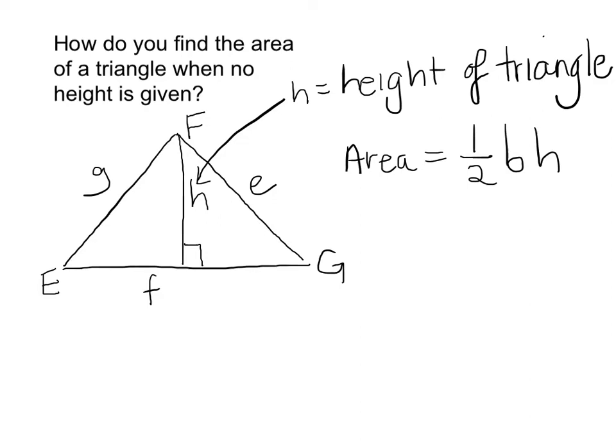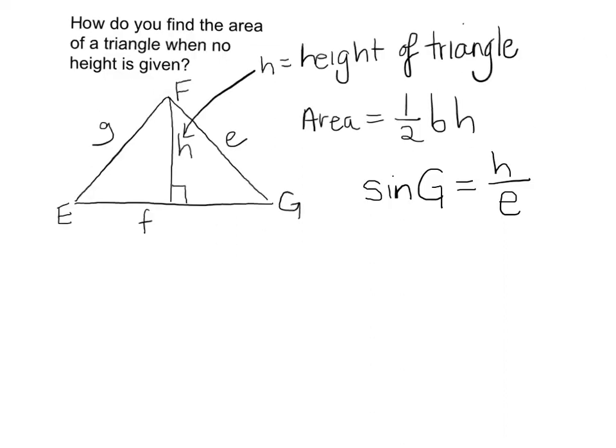Okay, so this is when we learn how to find the area of a triangle when the height's not given to us. We're going to use the triangle EFG, and we have the sides labeled again: little e for the side opposite angle E, and so forth. Keep in mind that H is the altitude, or the height, of the triangle, and you've learned back in elementary school that area is equal to 1/2 base times height.